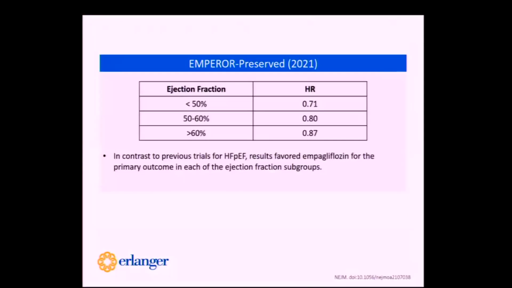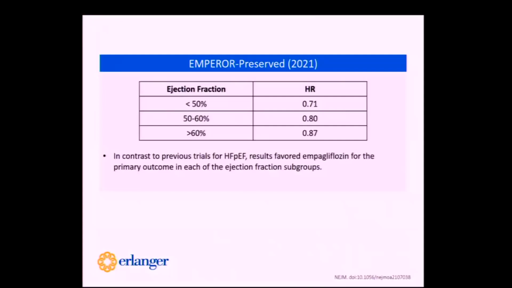So I wanted to look a little bit closer into the ejection fractions of patients that were included, just to see if there was greater benefit with those with the lower ejection fraction, mostly because they were closer to heart failure with reduced ejection fraction. However, the benefit was pretty consistent. So those with an ejection fraction less than 50% had a hazard ratio of 0.71. Between 50 and 60%, the hazard ratio was 0.8, and then greater than 60%, it was about 0.87.